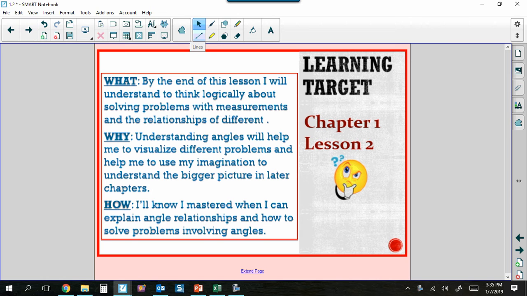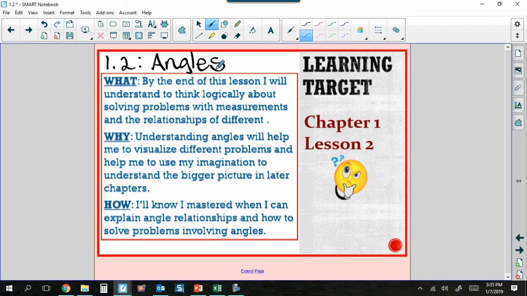Today we are going to be covering 1.2 angles. The learning target for today is, by the end of the lesson, you will understand how to think logically about solving problems with measurements and the relationship of different types of angles. Why do we need to learn this? Well, understanding angles helps you visualize different problems and helps you to understand when thinking the bigger picture in later chapters. I'll know I understand it when I can explain angle relationships and how to solve problems involving angles. All right, let's get started.